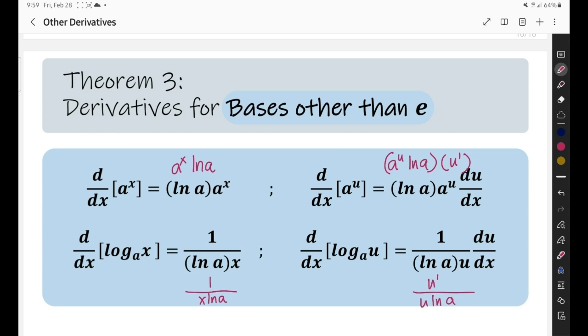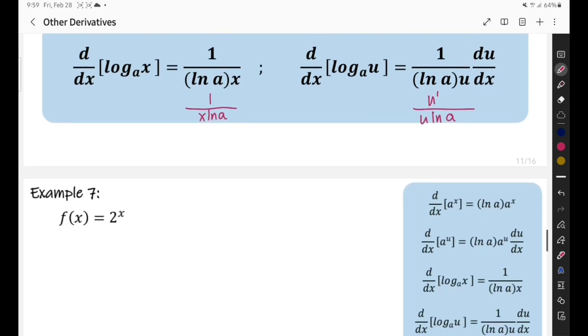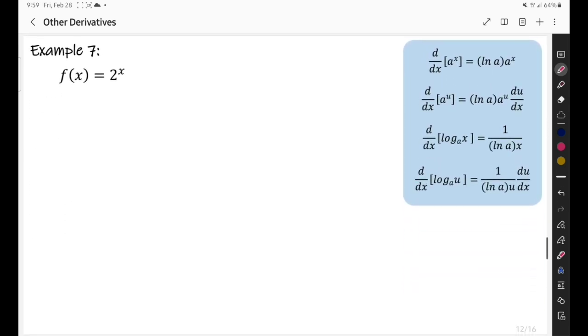Now, let's have some examples to see how we use these theorems. So, example here: f of x is equal to 2 to the x. In that case, the base is a number, so 2, and then the exponent is just x. So this is much like the a to the x form. In that case, we will use this formula to get the derivative of the given.